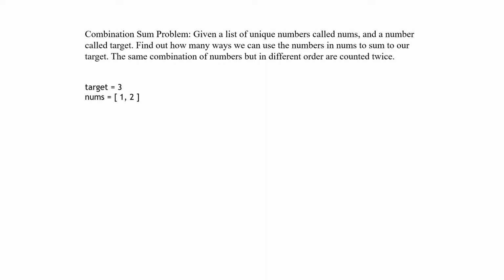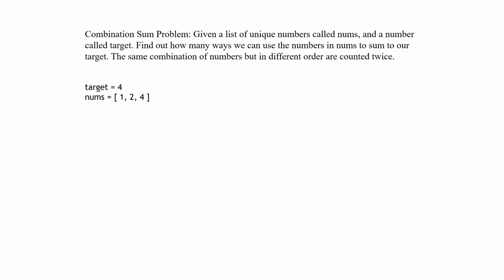So for example, if our target is 3 and we have the numbers 1 and 2, our answer is 3 because we have 1 plus 1 plus 1, 1 plus 2, and 2 plus 1. So while this problem is known as the combination sum, I think the better term is permutation here because we do make distinctions between the different order of numbers. So just as a note, I'm going to use combination for the rest of this video just to keep things consistent, but we are really talking about permutations.